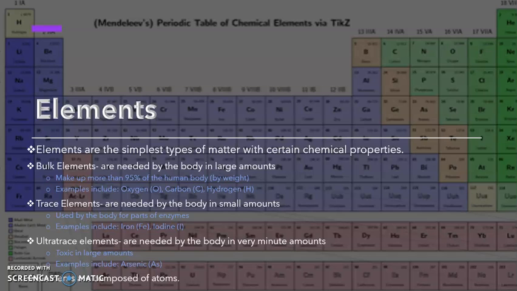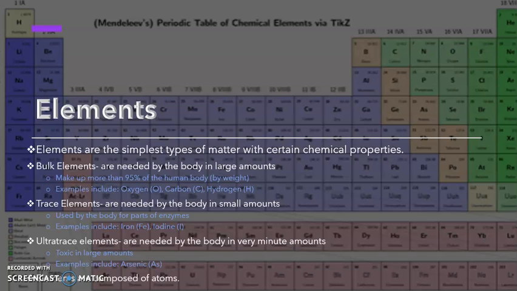Bulk elements, which are needed by the body in large amounts, make up more than 95% of the human body by weight. Examples of these elements are oxygen, which we need to breathe, carbon, and hydrogen. Trace elements are elements our bodies need in small amounts, which are used by our bodies for parts of enzymes. Examples of these elements include iron, which we take in form of vitamins or in different foods, and iodine.